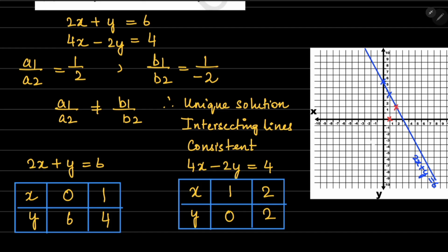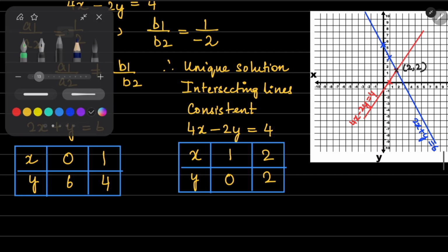Again, let me draw a straight line passing through these 2 points. So here is the line. Right? And then again, I'll be writing the equation which is 4x minus 2y equal to 4. And where does it intersect? It intersects at the point, this is the point of intersection. Okay. Is it 1 comma 2 or 2 comma 2? Yeah, here it's 2 comma 2.